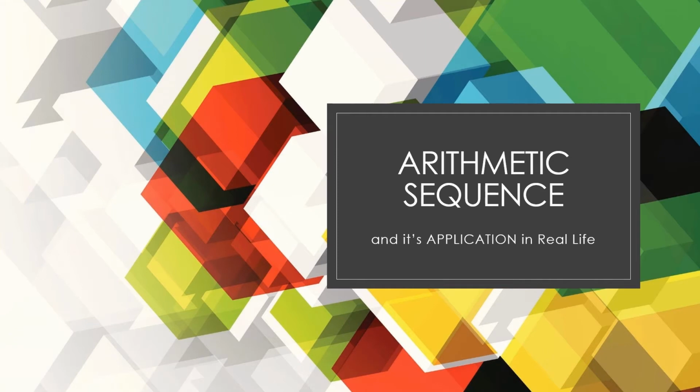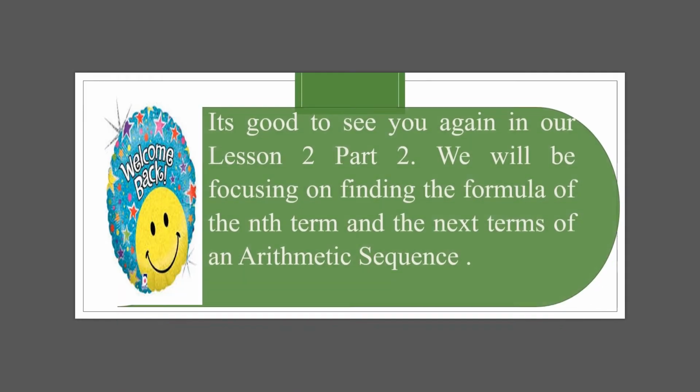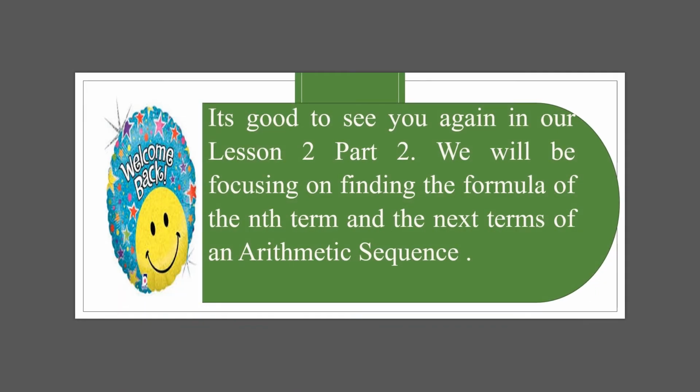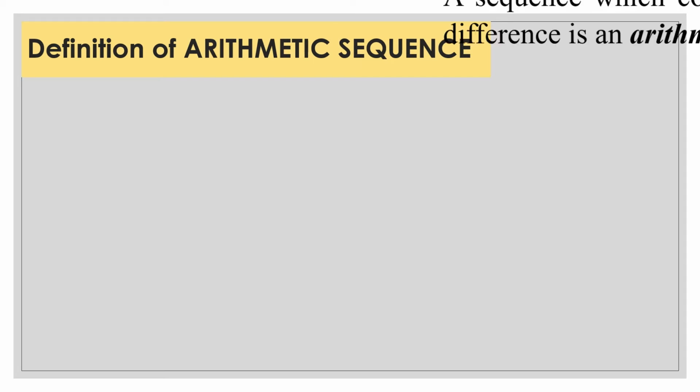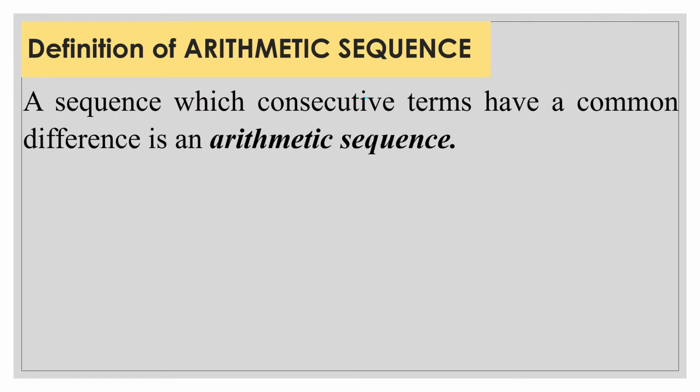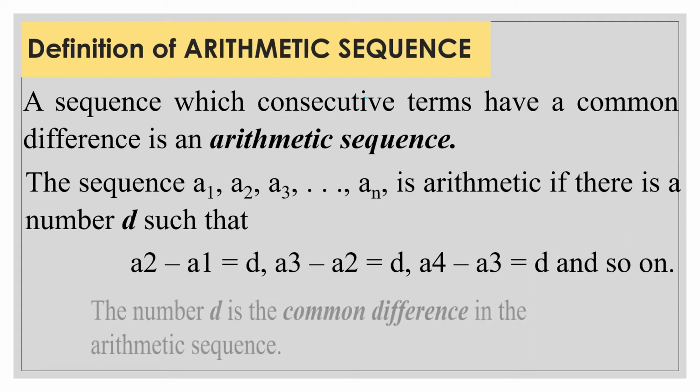It's good to see you again in our Lesson 2, Part 2. Still, we are dealing with arithmetic sequence and its application in real-life situations. We will be focusing on finding the formula of the nth term and the next terms of an arithmetic sequence. Let us recall first the definition of arithmetic sequence. We can say that a sequence is an arithmetic sequence if the consecutive terms have a common difference d.